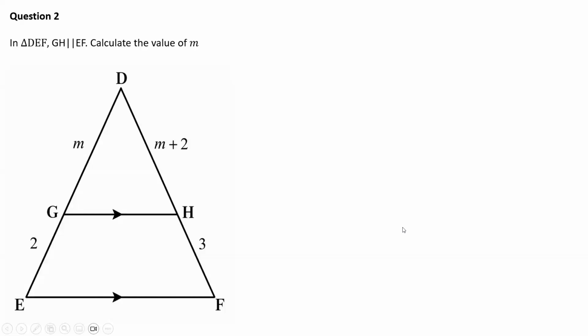Question number 2, again, in triangle DEF. Let's go. GH is parallel to EF. I see GH parallel to EF, which means by extension, it divides the other two sides in proportion. The question says calculate the value of M. Statement, reason. Statement, reason.